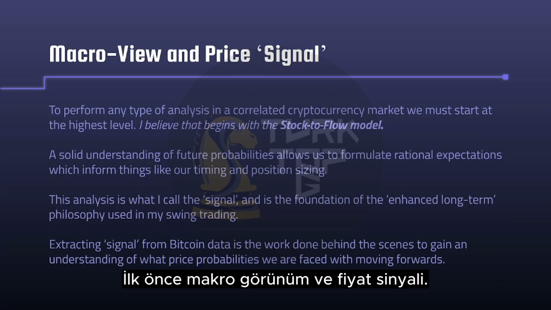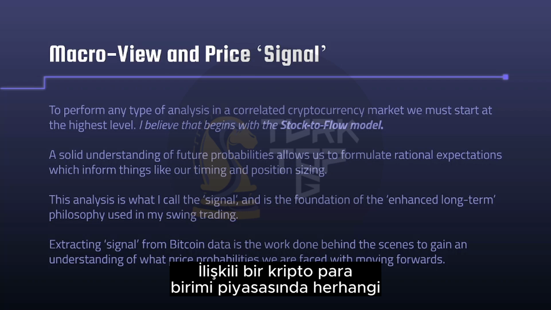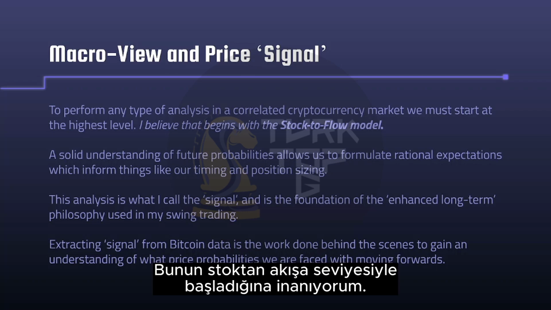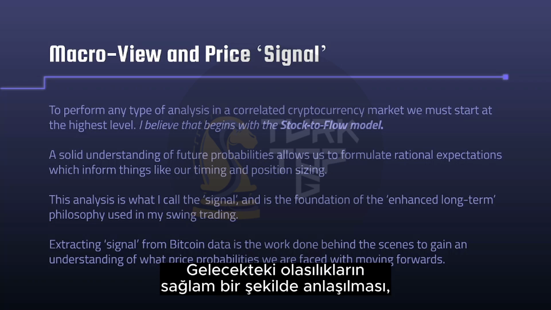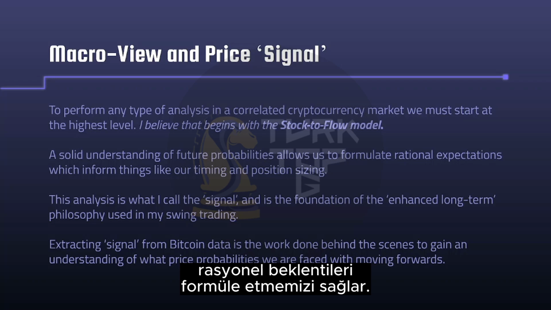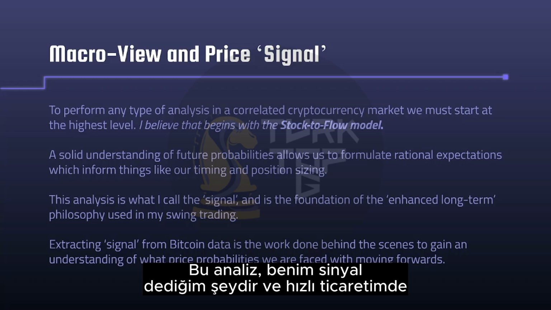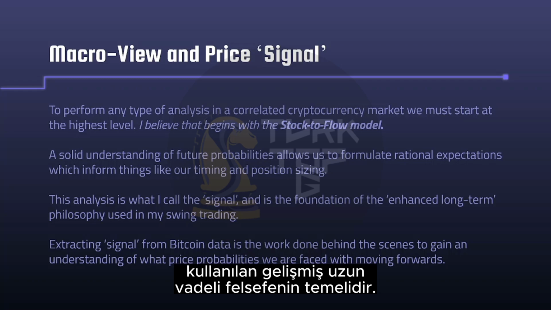So, first up, macro view and price signal. To perform any type of analysis in a correlated cryptocurrency market, we must start at the highest level. I believe that begins with the stock-to-flow model. A solid understanding of future probabilities allows us to formulate rational expectations which inform things like our timing and position sizing. This analysis is what I call the signal and is the foundation of the enhanced long-term philosophy used in my swing trading.